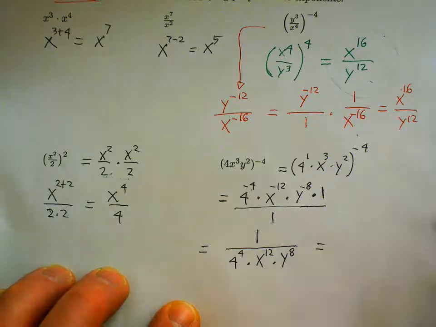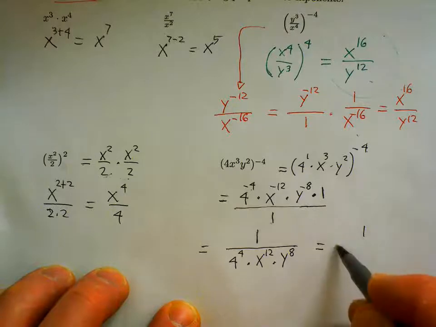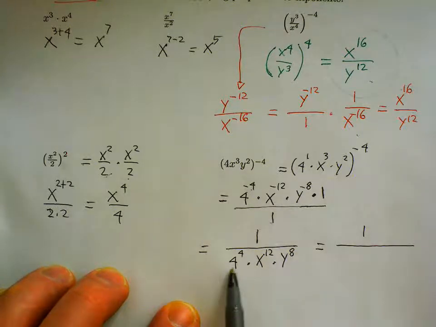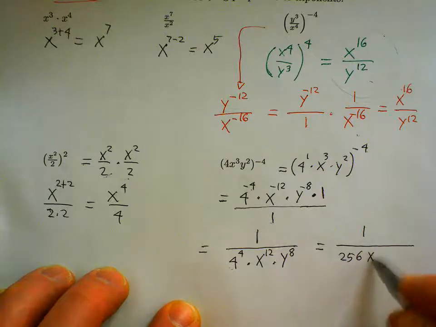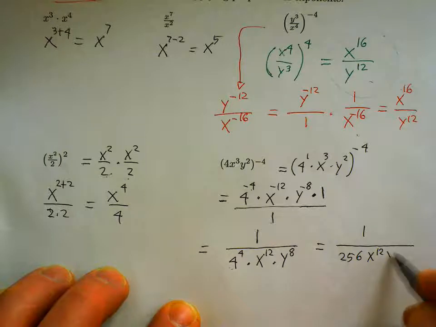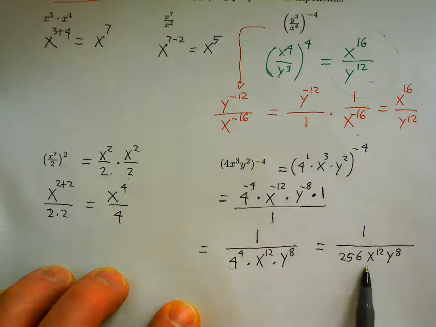And so the only thing left to do is evaluate the number 4 to the 4th. So 4 times 4 is 16, times 4 is 64, times 4 is 256. So in other words, 4 to the 4th is 256. So our simplified term is 1 divided by 256 times x to the 12th times y to the 8th.